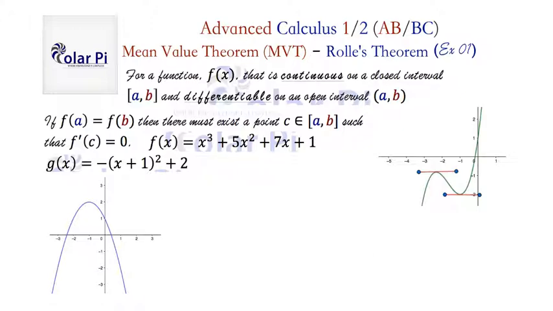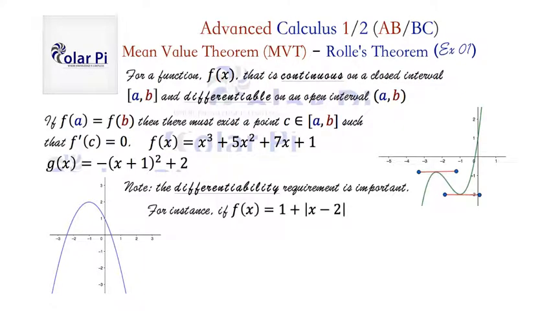Now, just to make clear that the differentiability criterion is very important, not just the continuity criterion, let's look at this example: what if we considered this function? This function would have this graph. Clearly, this function is not smooth everywhere, because it has a sharp turning point right here, and that's called a cusp. So it's not differentiable here. Therefore, Rolle's theorem would not apply for this function if you pick an interval on either side of the vertex or the cusp.